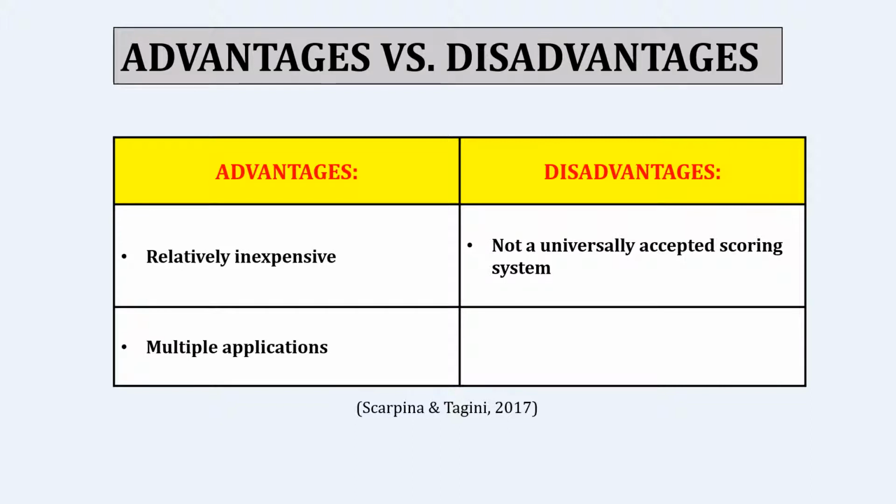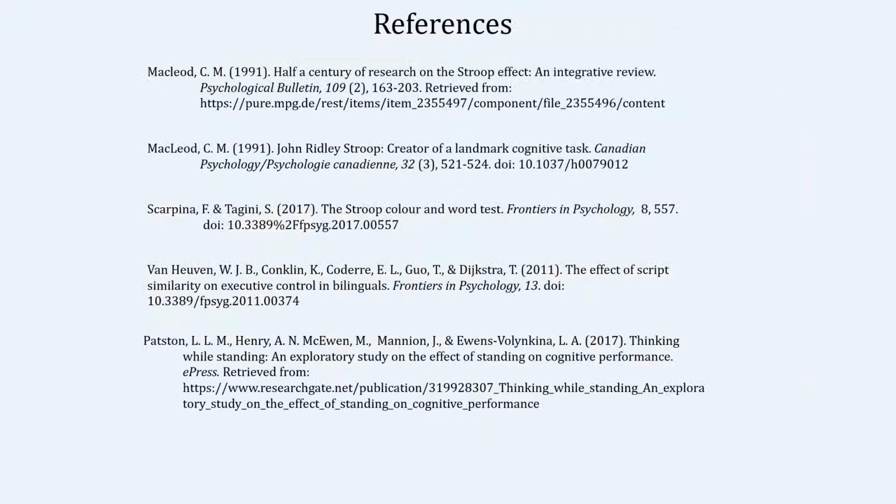Some advantages of using the Stroop test are that it's relatively inexpensive to perform, and that there's only one test that can be applied to provide information about a number of different processes. It's very flexible. A disadvantage, however, is that there is not a universally accepted scoring method for the test. This inhibits a proper interpretation of its widespread results.